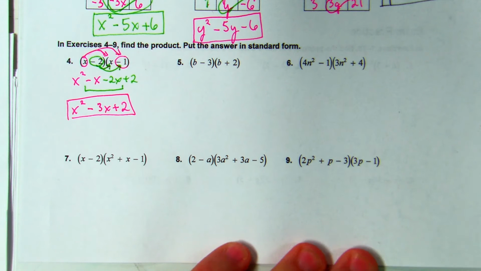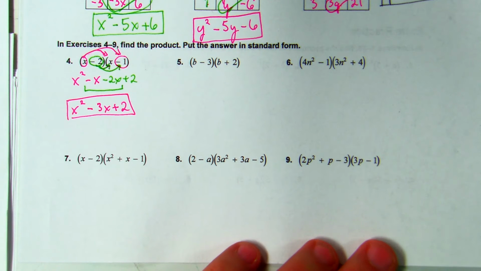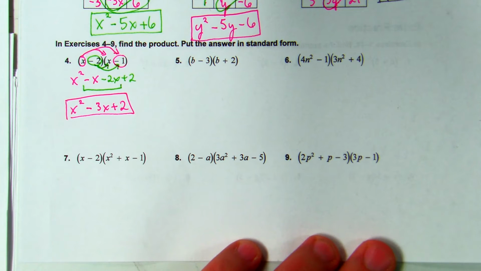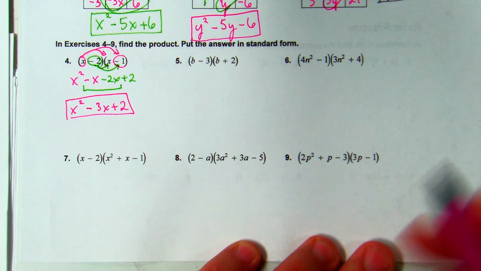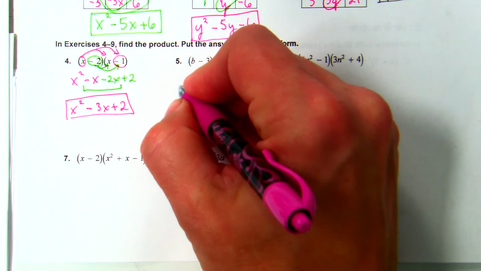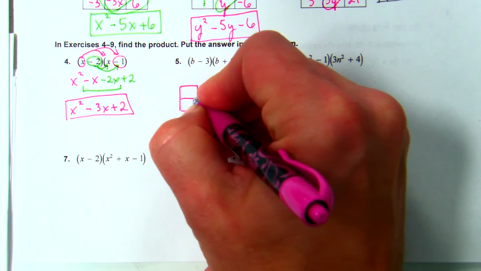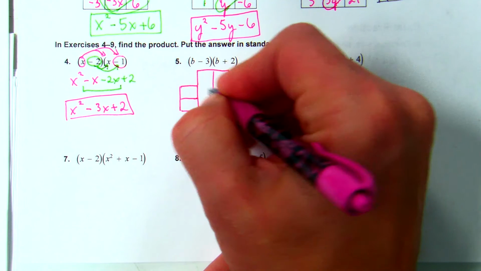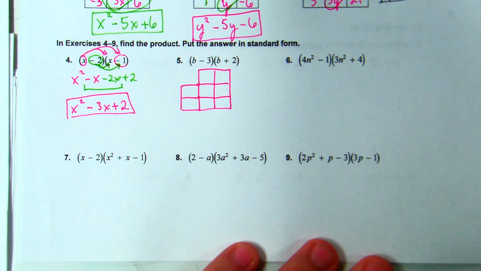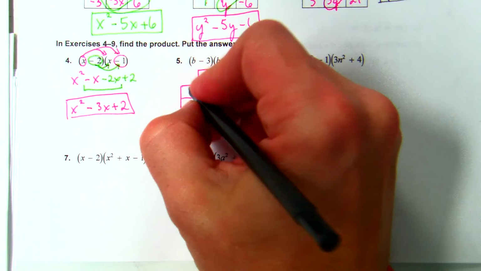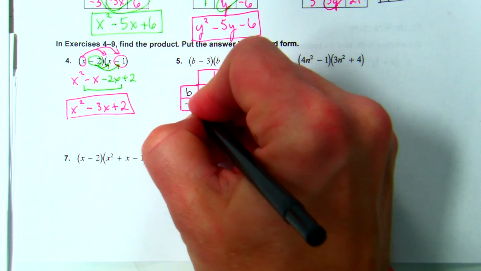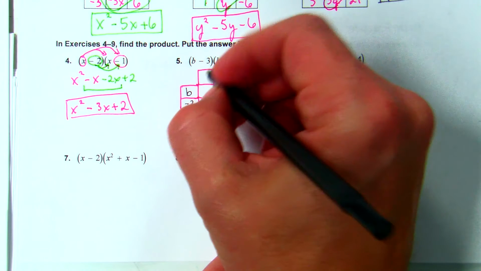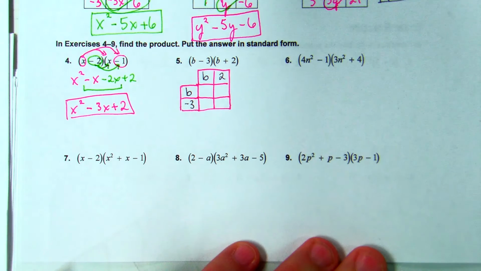Number 5, b minus 3 times b plus 2. Do you want to do this by distribution, FOIL method, or table? Table. Let's try table one more time. So if I drew a table here, I'm going to have 2 terms here. I'm going to have 2 terms here. And then we'll multiply those across. I'm going to have a b and a negative 3. And for the second one, I'm going to have b and a positive 2.